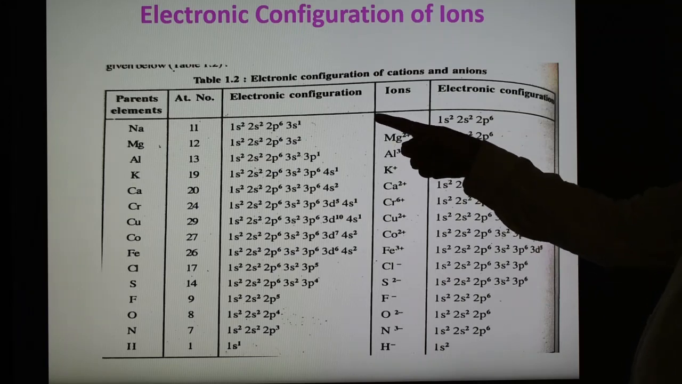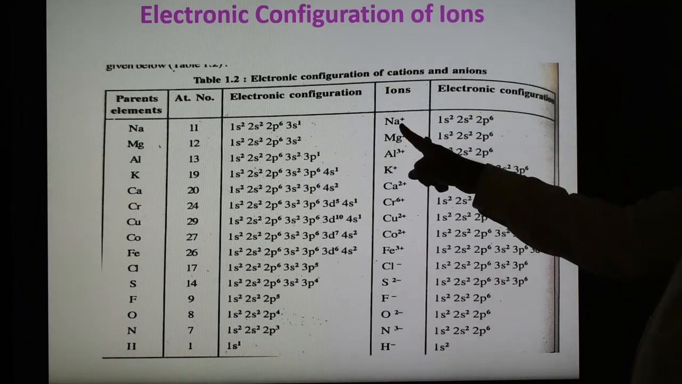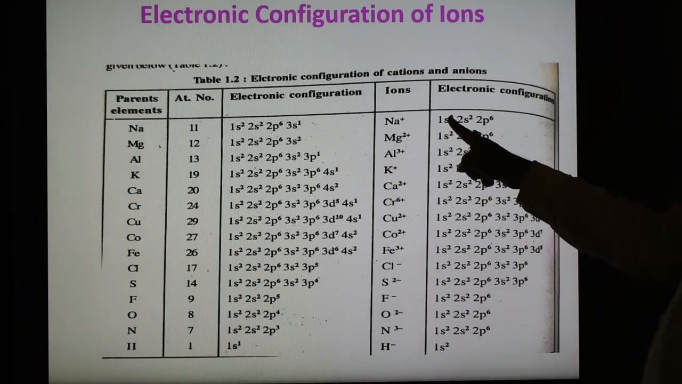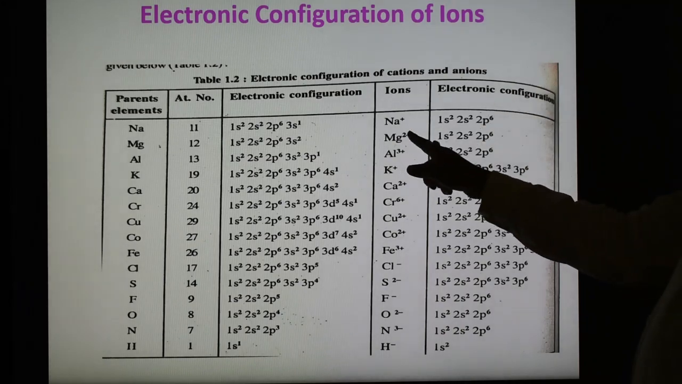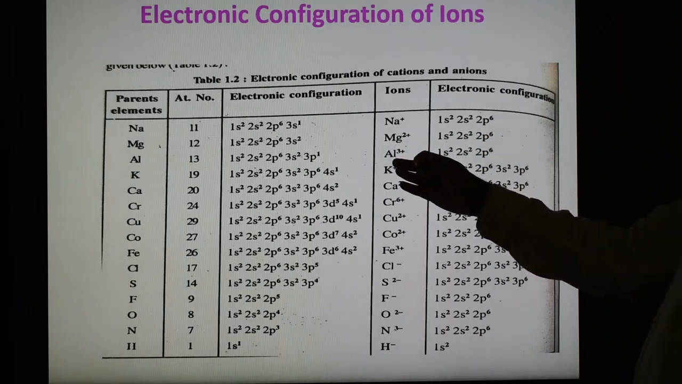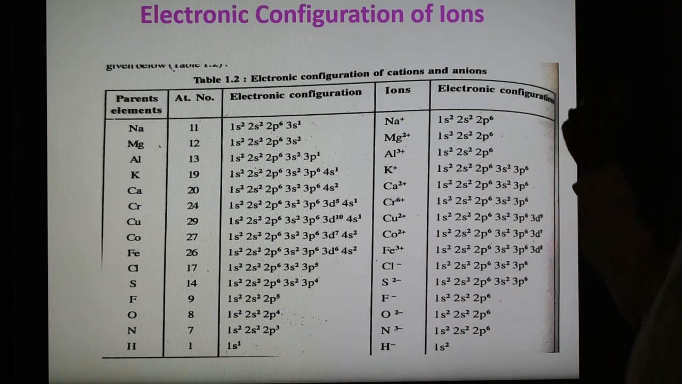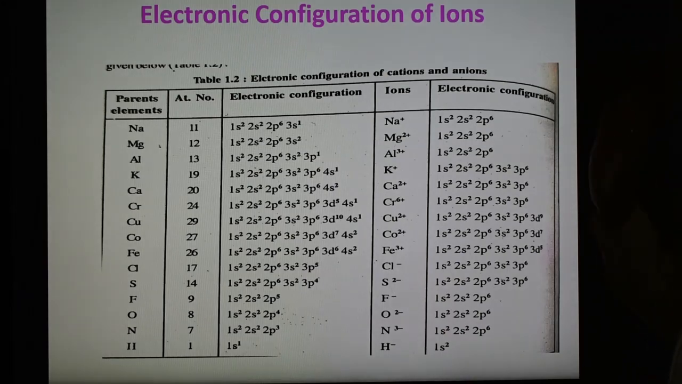sodium atomic number is 11 given, and now plus 1 means 1 electron is lost. So the total number of electrons is 10. So the configuration is 1s2, 2s2, 2p6. And Mg2+: magnesium atomic number 12, so 2 plus means 2 electrons lost. So the configuration is 1s2, 2s2, 2p6. In case of aluminum, atomic number is 13, so 3 plus, 3 electrons lost. So total number of electrons 10. All these three have similar configuration.